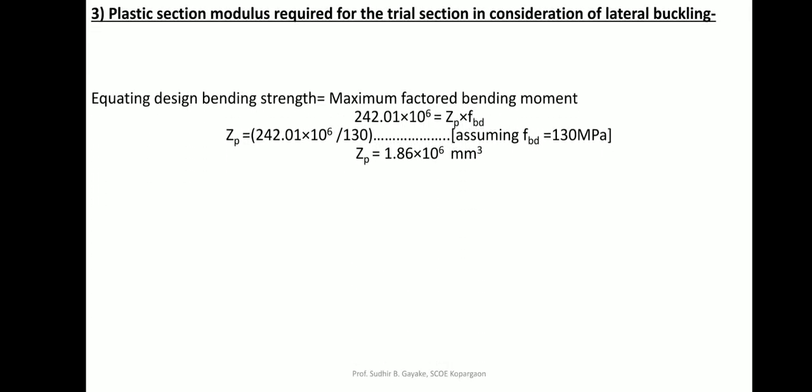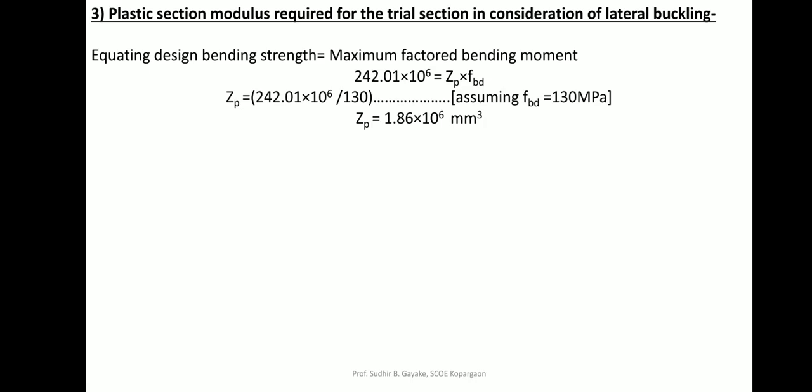Now initially the plastic section modulus for your trial section is to be adapted by equating your design bending strength with the maximum bending moment. The maximum bending moment is known to us, 242.01 into 10 raised to 6, and that is to be calculated with plastic section modulus into FBD value. Here there is a slight change in the formula. For calculating the plastic section modulus, you assume your FBD value. For rolled I sections you assume FBD in the range of 120 to 130 or 140 sometimes. For that value your required plastic section modulus is 1.86 into 10 raised to 6.